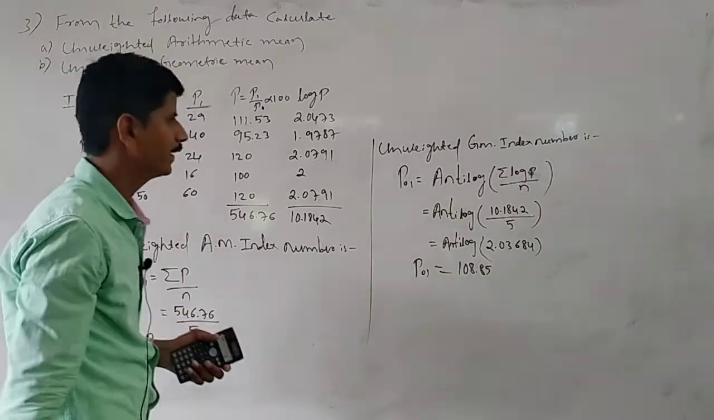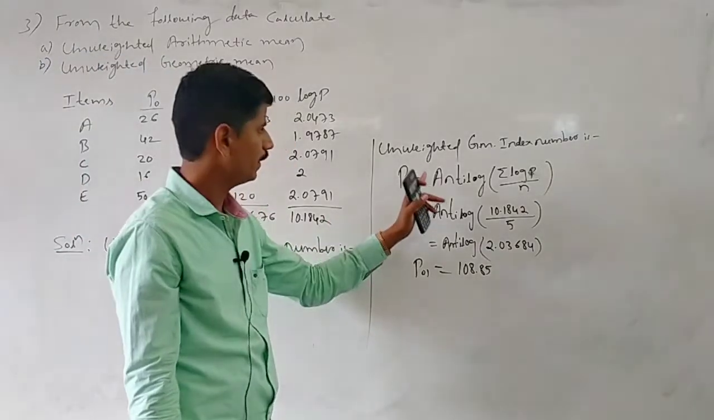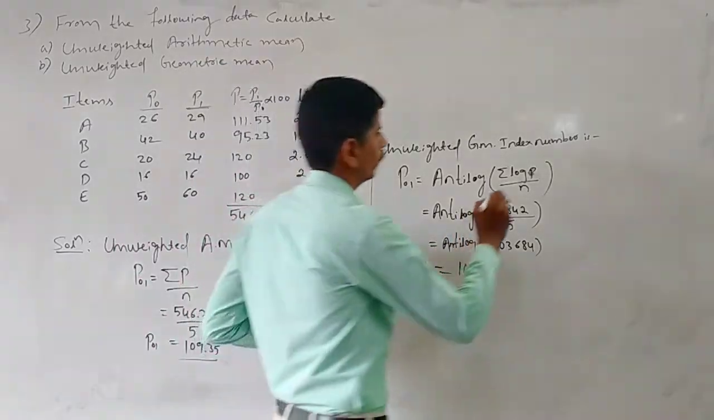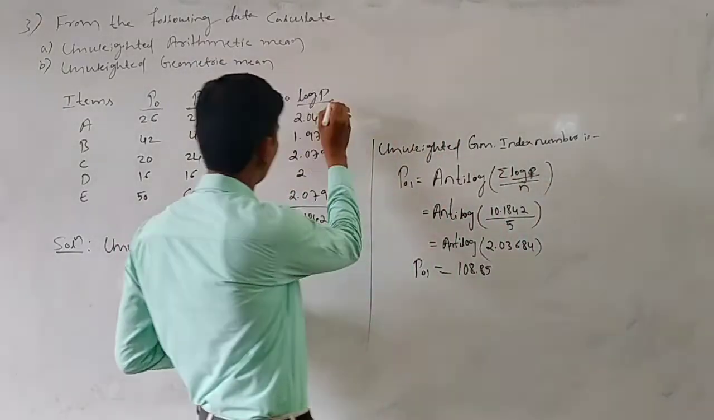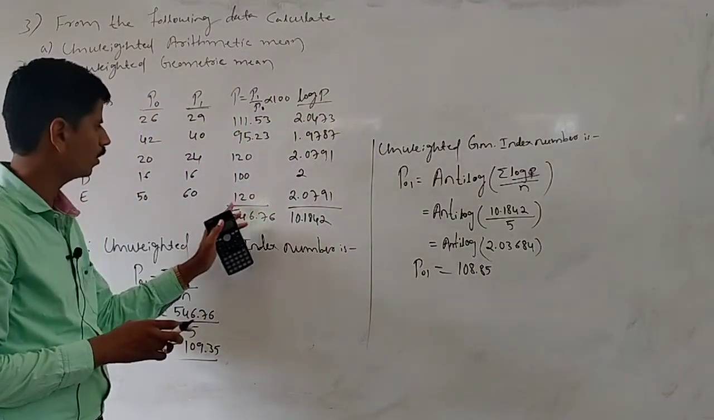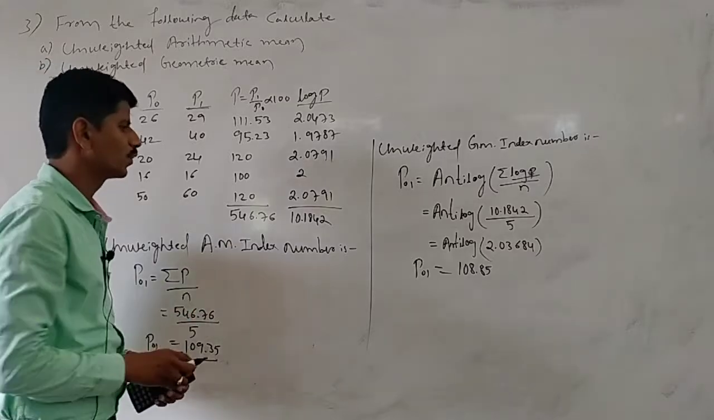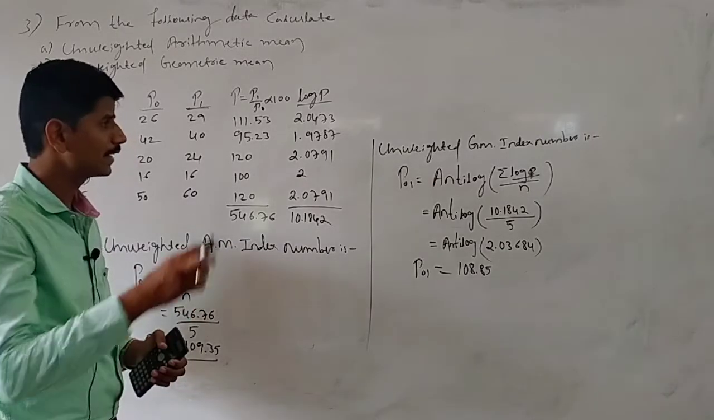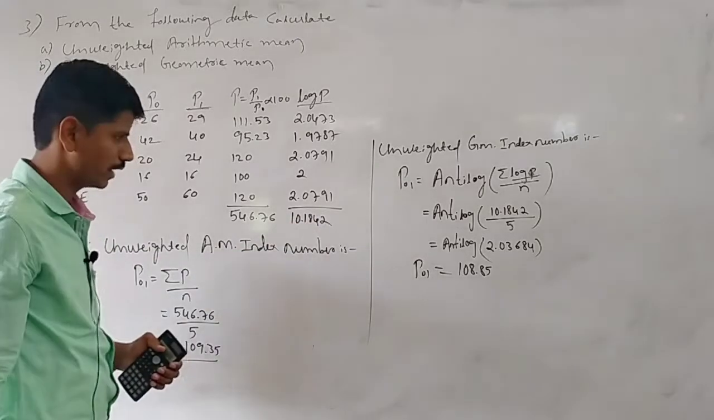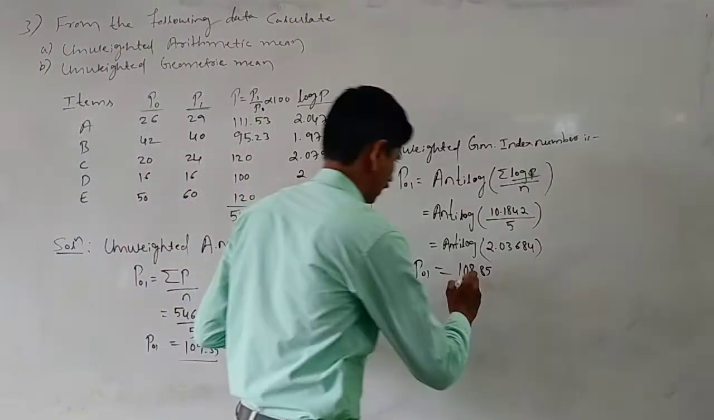The next one is the unweighted geometric mean index number. We have to apply the formula, that is antilog of sum of log P by n. Here you have to find the log of P values. Log of 111.53 is 2.0473, and so on. Log of 120 is 2.0791. We require sum of log P, that is 10.1842. Then you get 108.84.